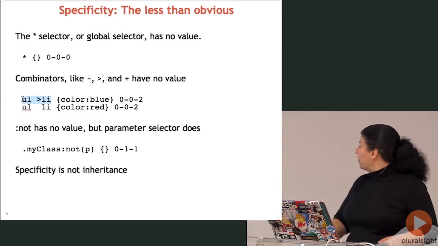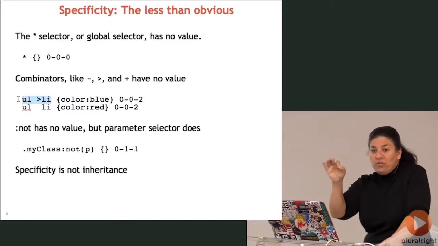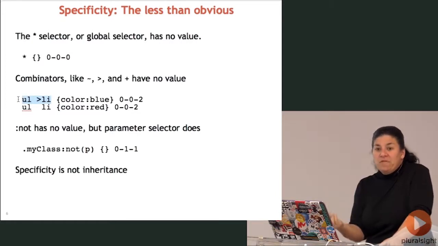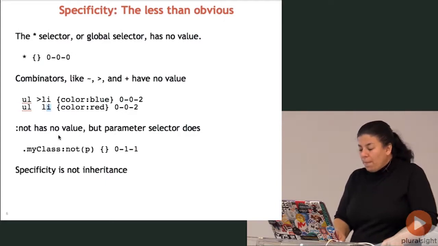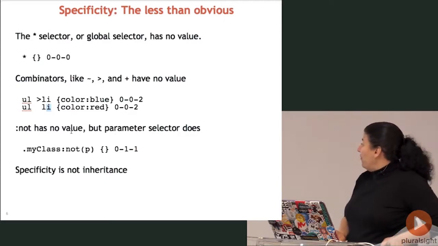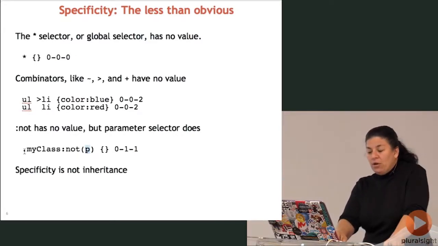This looks like it's more specific, and it is. It's targeting a more specific element, but in terms of the specificity, it has the exact same weight, and therefore your LIs will all be red, and they will not be blue. None of them will be blue. And then the :not has no value, but the parameter does. So this right here, you're getting a 0-1-0 from my class, and you're getting a 0-0-1 from the P.